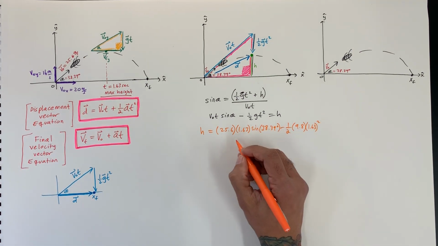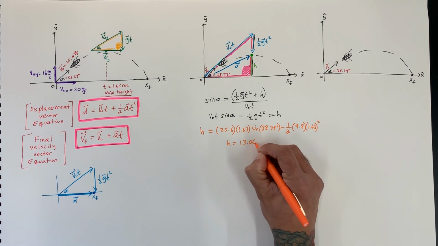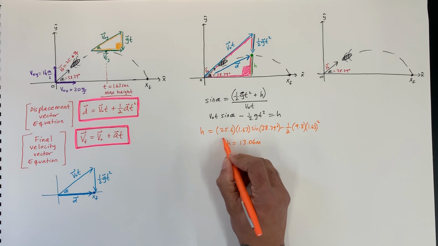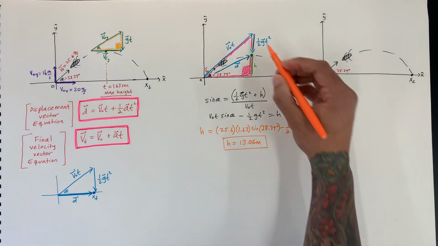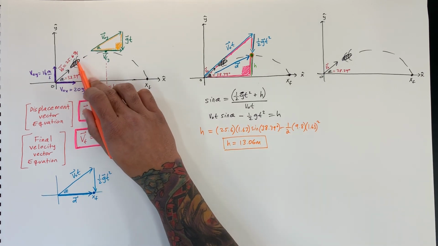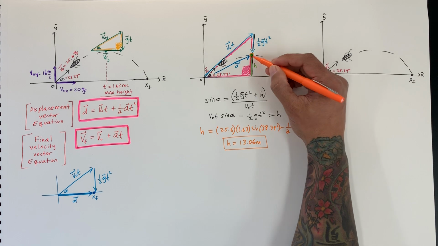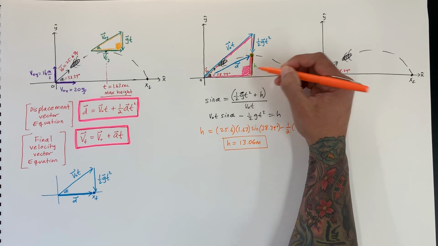So if you put that in your calculator, you should get 13.06 meters. Okay, so this is the height where the football reaches its maximum height. Okay, and that represents this right here.